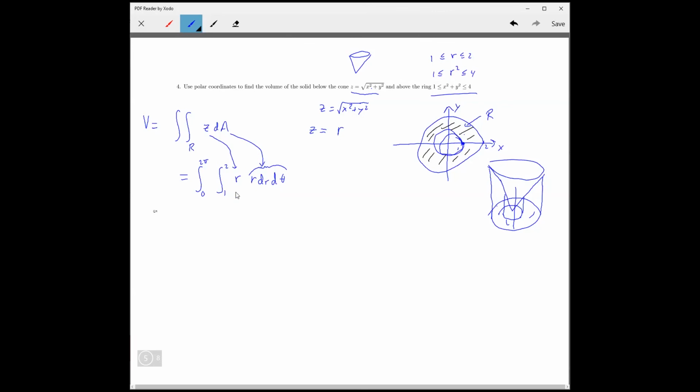Okay, so here we have r squared. So we integrate that. That's r cubed over 3 from r equals 1 to r equals 2. And that looks like 8 minus 1, so 7 thirds d theta. There's no thetas in here, so that integral is just going to be 2 pi minus 0, which is 2 pi. Okay, so 14 pi over 3. That'll be the answer to this one.